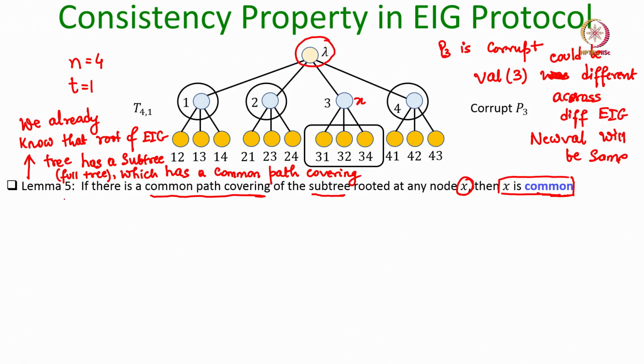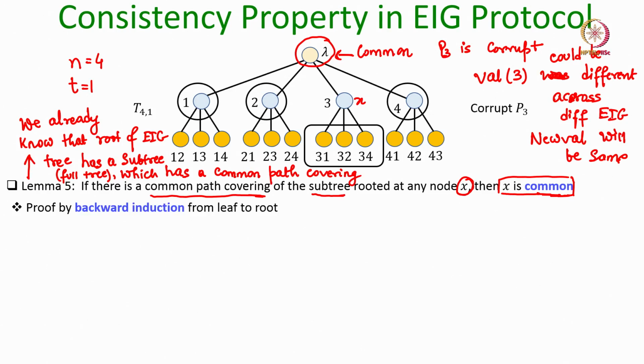And if this lemma 5 is true, then that shows that the root node of the EIG tree will be common across all the EIG trees. That means, it will have the same new value across all the EIG trees, even if it has some of the children ending with the index of a corrupt party. So, it is basically lemma 5 which helps us to conclude the consistency property.